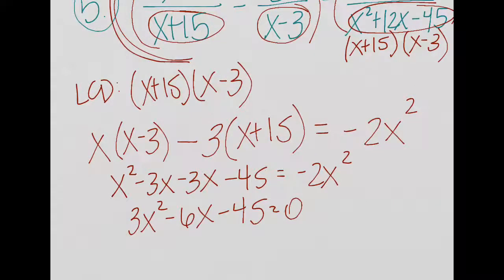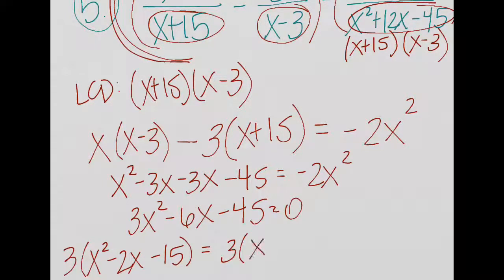So if we're going to factor it, we could try to factor out a 3 first. So we'd be left with x squared minus 2x minus 15. And we know that that would factor to be, what, x minus 5 times x plus 3. And setting that equal to 0, that would tell us that x equals 5 or x equals negative 3.